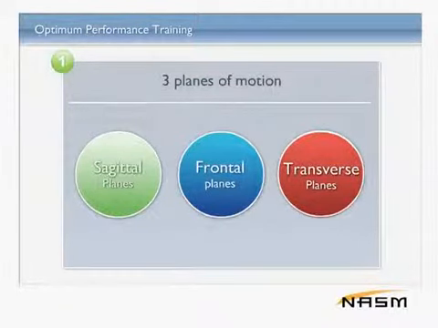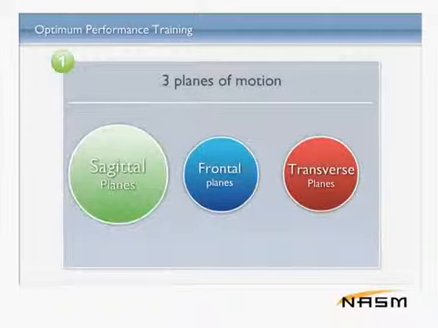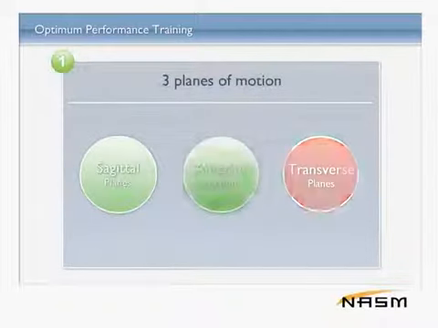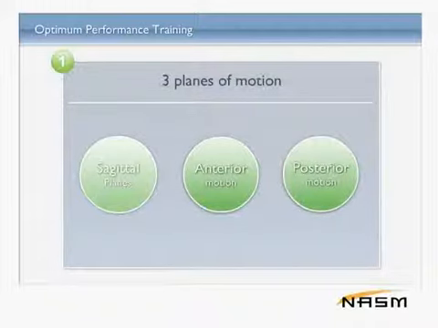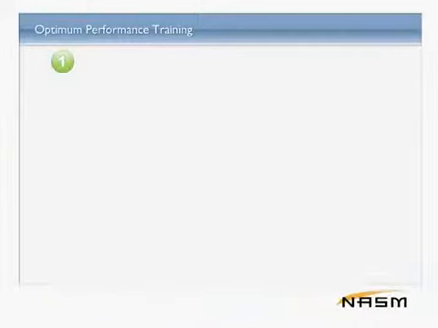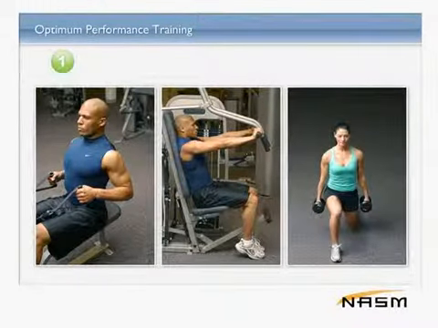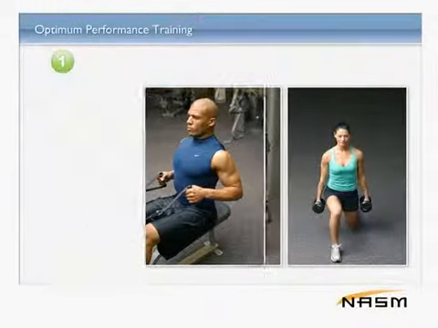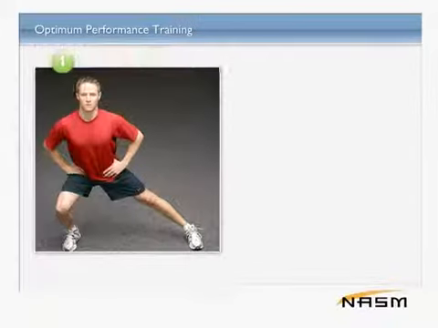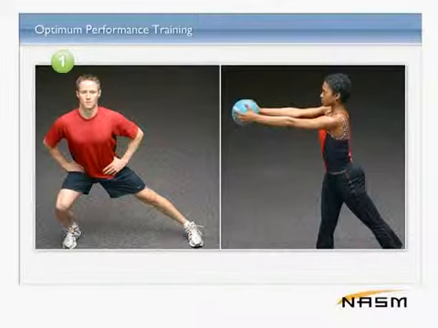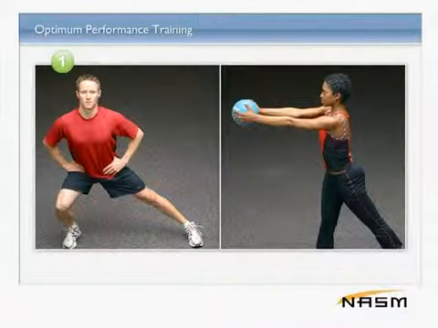Most programs include exercises that are primarily sagittal plane dominant, or movements that are performed in a forward or anterior and backward or posterior motion. Examples of these types of movements include rows, presses, and front lunges. Rarely do you see individuals performing exercises requiring them to move from side to side, or the frontal plane, or in rotation, also considered the transverse plane.